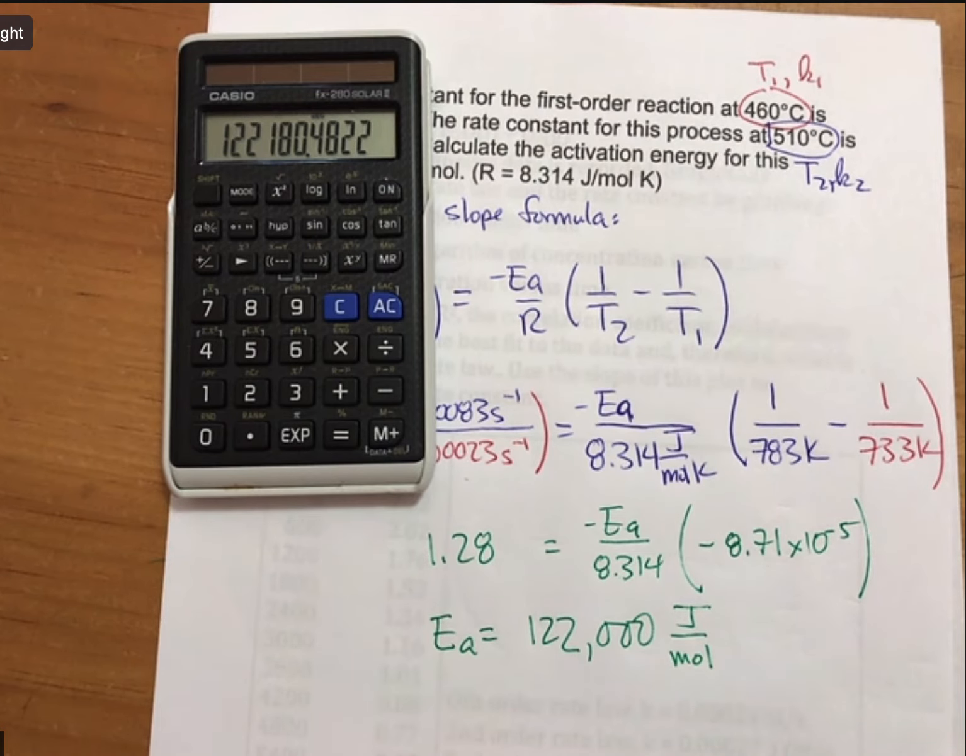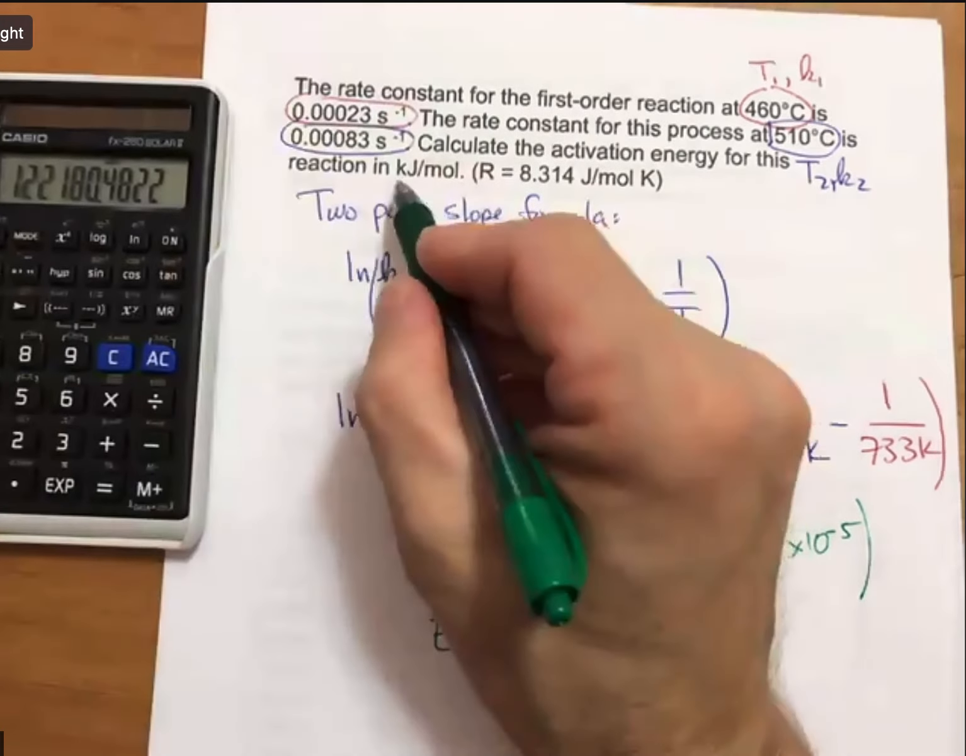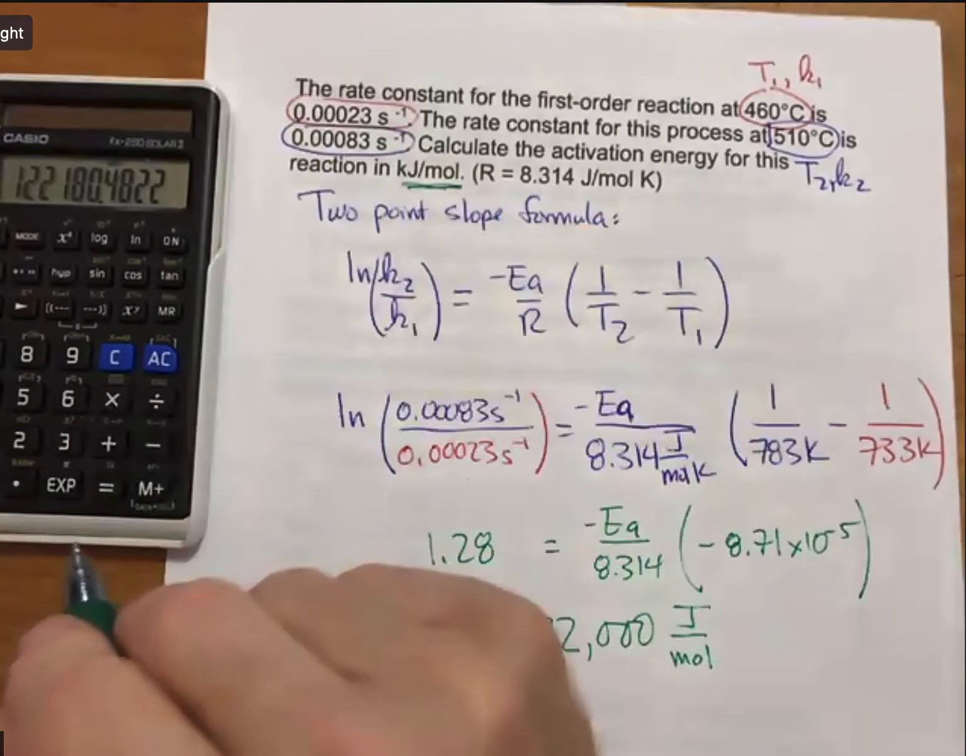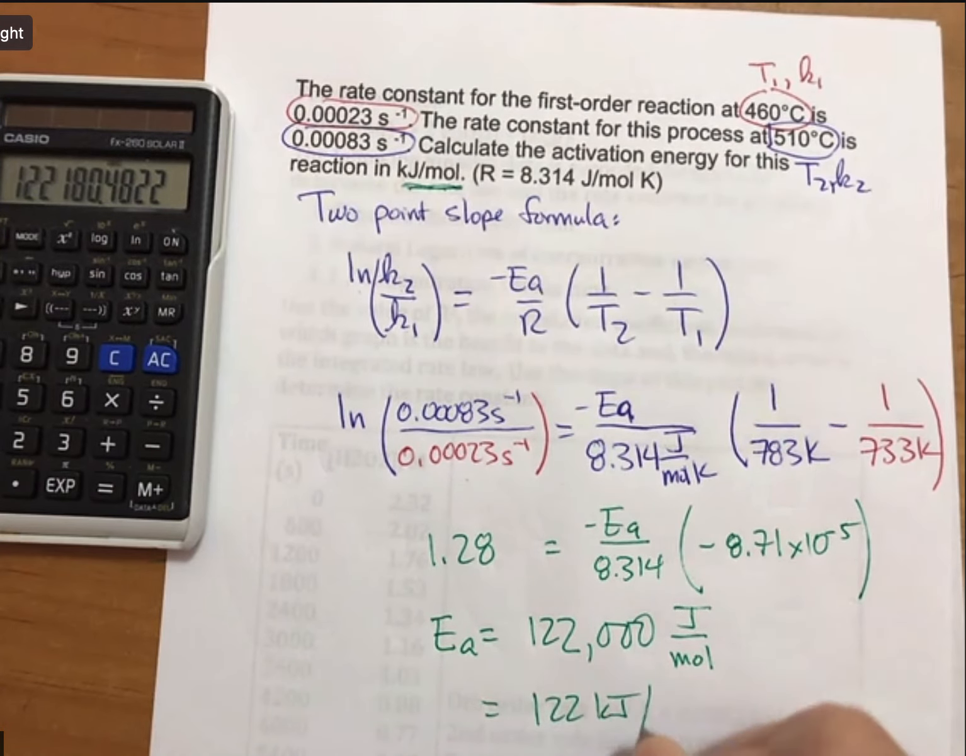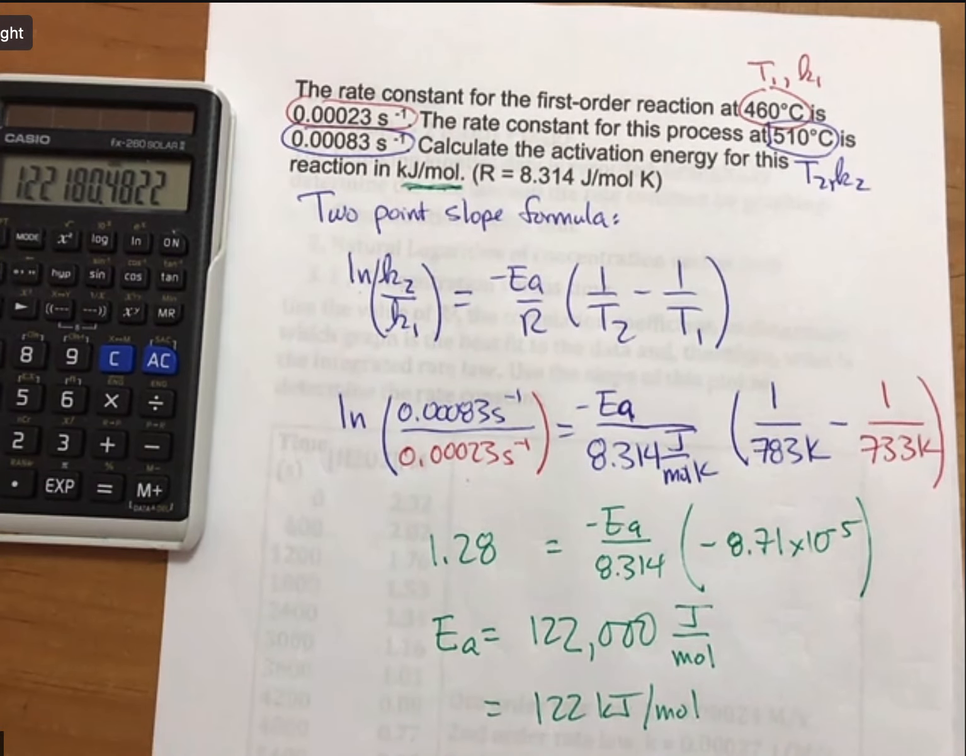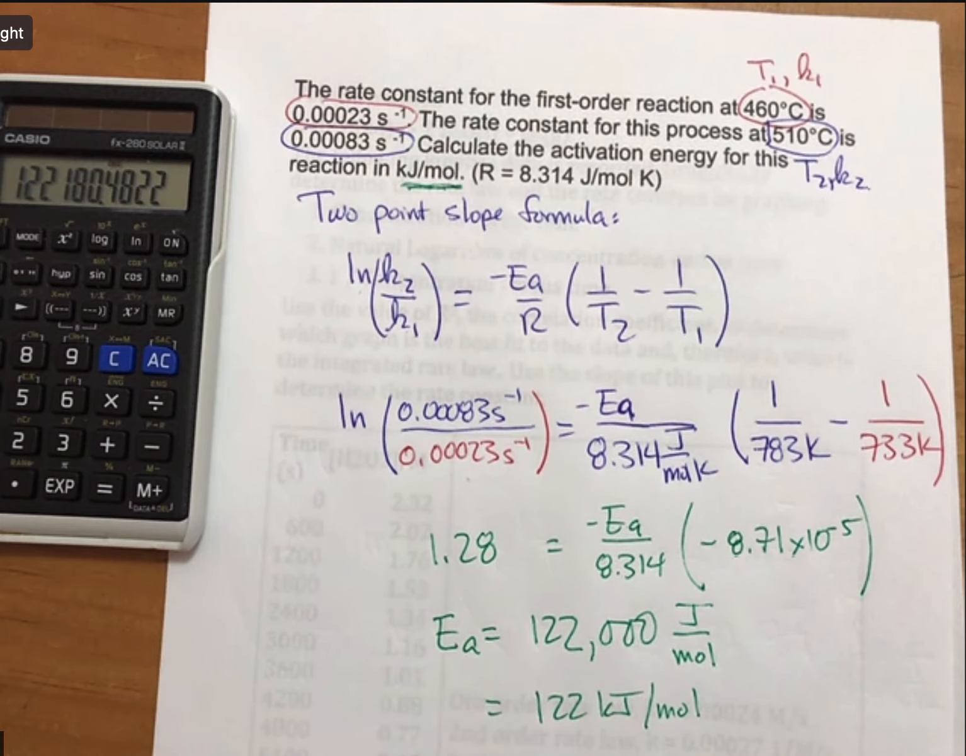And let's see. It says report your answer in kilojoules per mole. And that's fairly typical because you want to compare your activation energy to your delta H reaction, say, which is also usually in kilojoules per mole. That's the activation energy for this problem. Anybody got any questions?